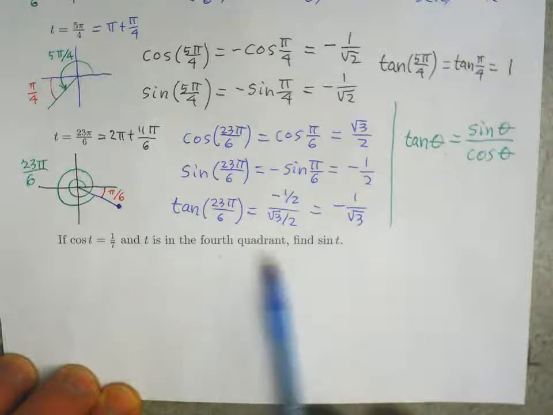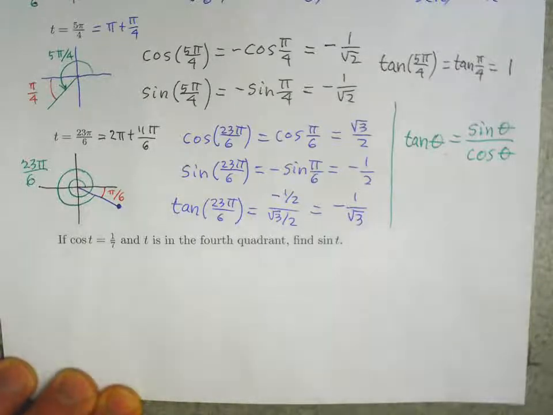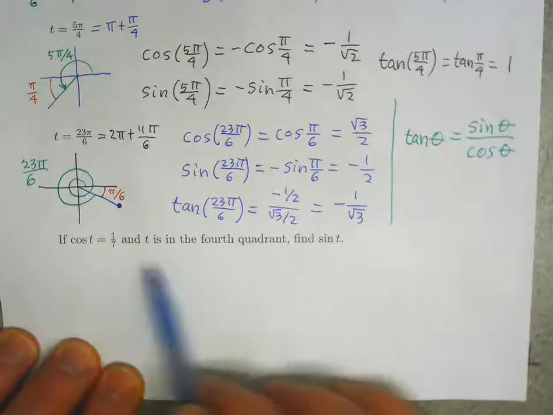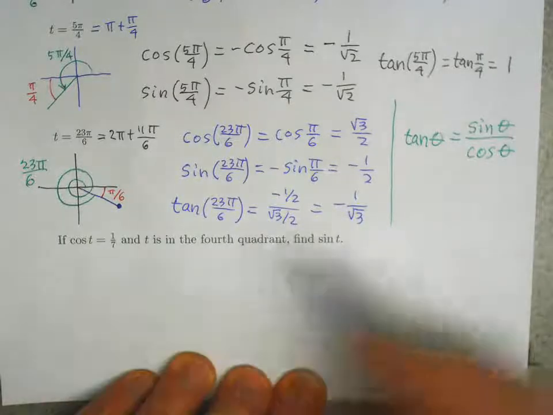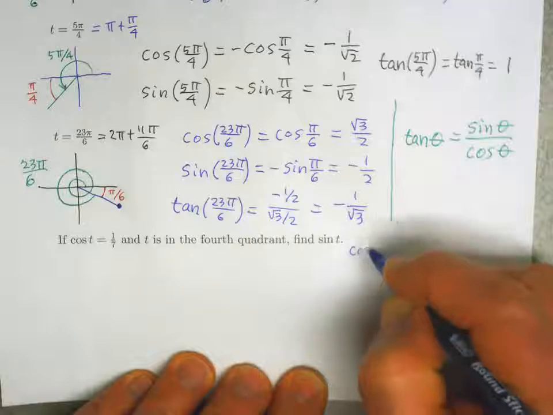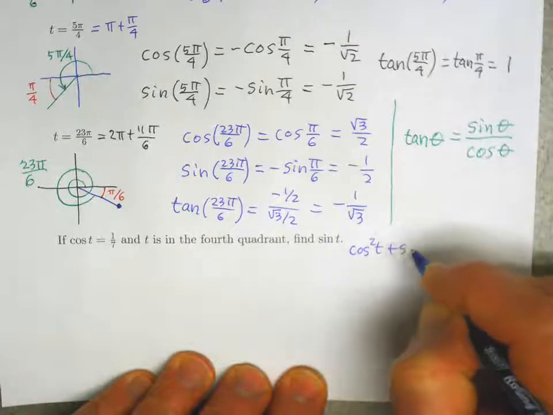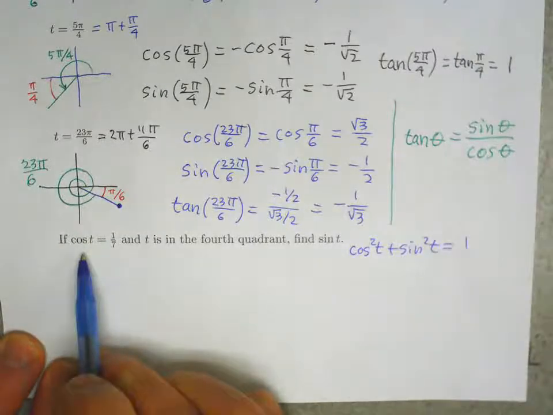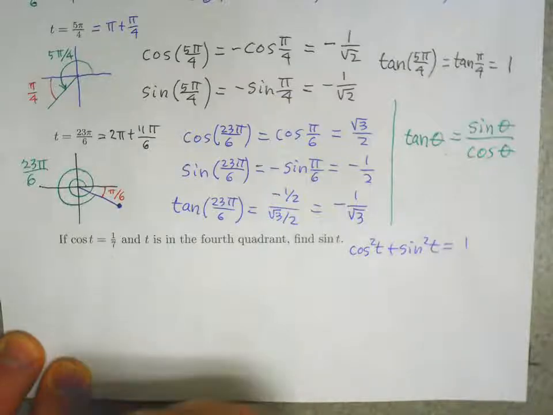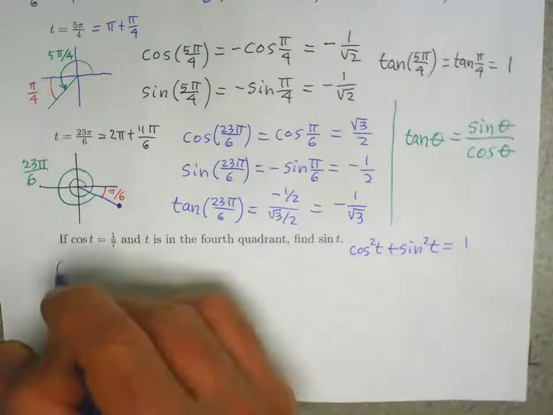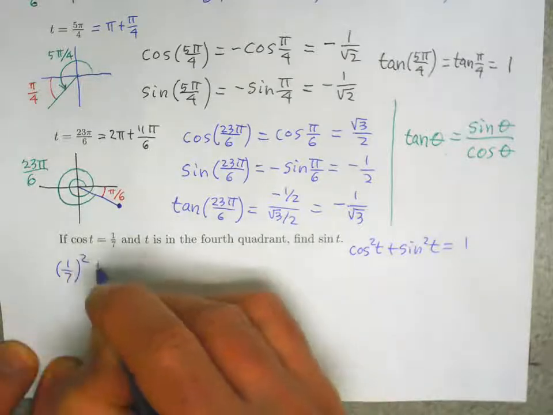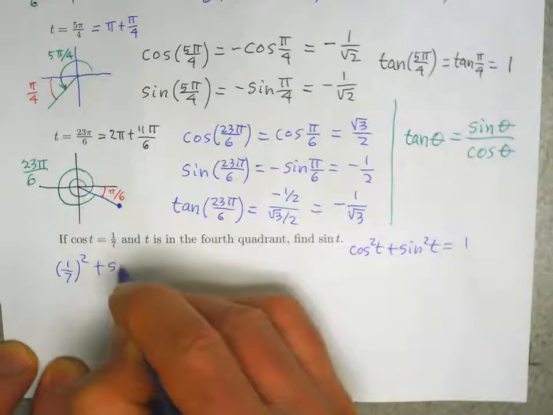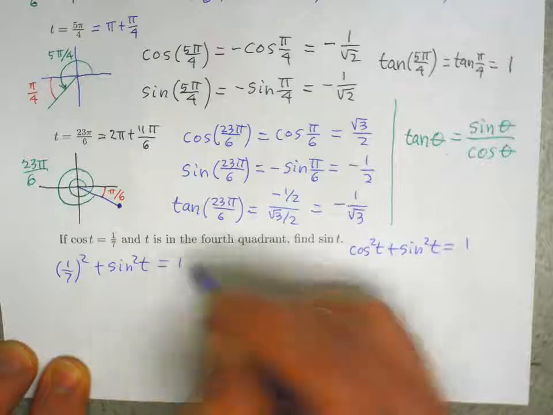Since t is in the 4th quadrant, sine of t has to be negative. So I'll just remind you of the Pythagorean identity that we can use to help us solve this problem. Cosine of t squared plus sine of t squared is 1. So we replace cosine of t with 1/7. So 1/7 squared plus sine of t squared equals 1.